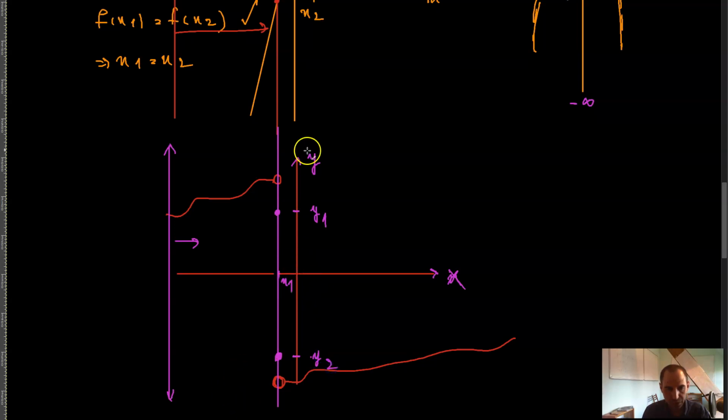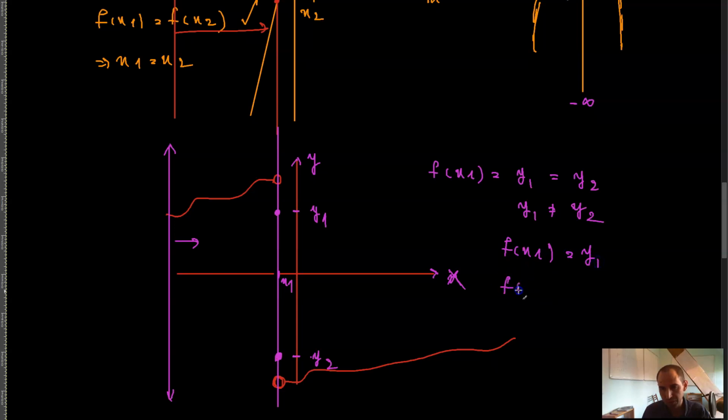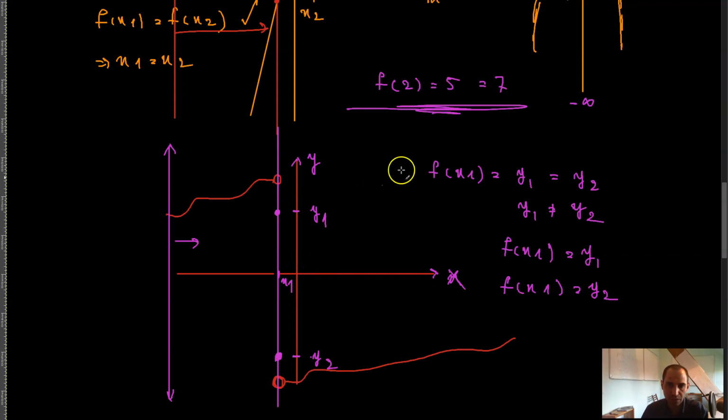you can see that f of x1 is equal to y1, and it's also equal to y2, and y1 is not equal to y2, right? So now I don't really know what to do, meaning that f of x1 is equal to y1, and also f of x1 is equal to y2. For example, you can say that f of 2 is equal to 5 and also equal to 7, some situation like this. Of course you can see that 5 is not equal to 7, so this makes no sense.